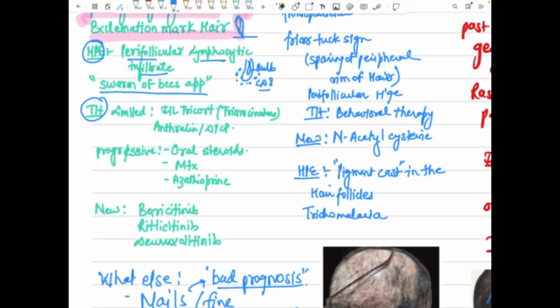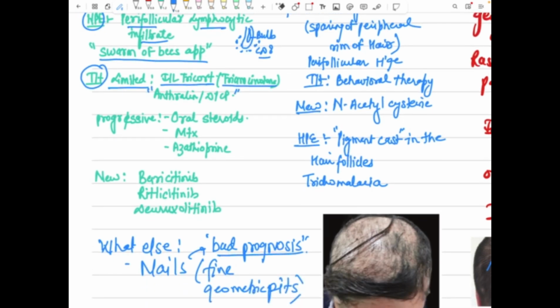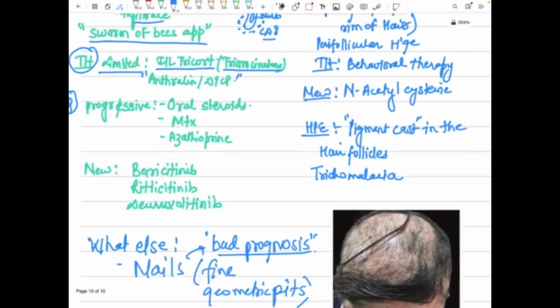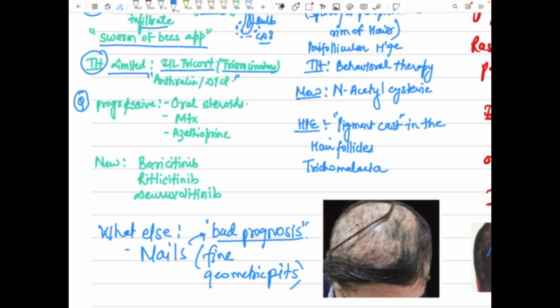Now coming to the treatment, if it is limited, what can we do? We can give injections of TriCort. TriCort is the short form. It is triamcinolone acetonide. You should remember these names: anthralin, DPCP. Nothing to know more about it. But there was this question: if it is progressive, what do you do? If it is progressive, means the patient is having newer patches which are not controlled only on the topical treatment, you add oral steroid, and these are immunosuppressants. Immunosuppressant medications are also given.